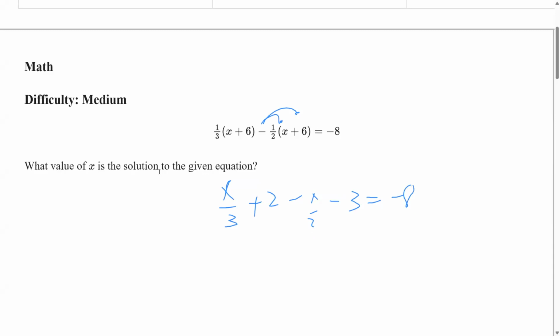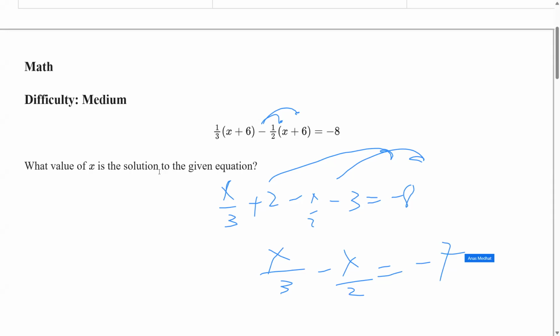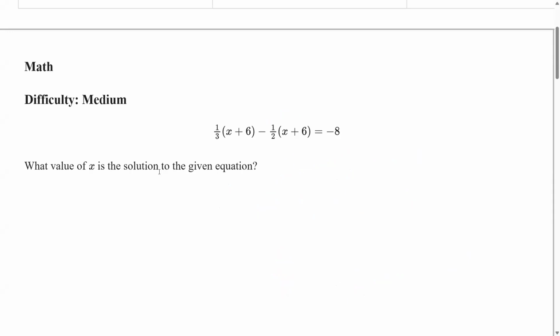Okay, we'll shift 2 and minus 3 to the other side and continue solving for x. x over 3 minus x over 2 equals minus 8 plus 3 is minus 5, minus 5 minus 2 is minus 7, or minus 1 to the other side. Okay, now we have x over 3 minus x over 2 is minus 7.